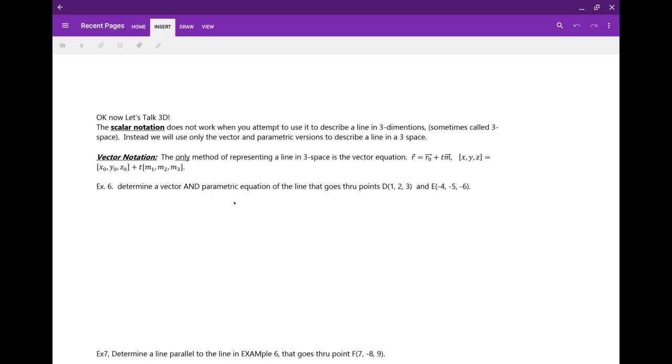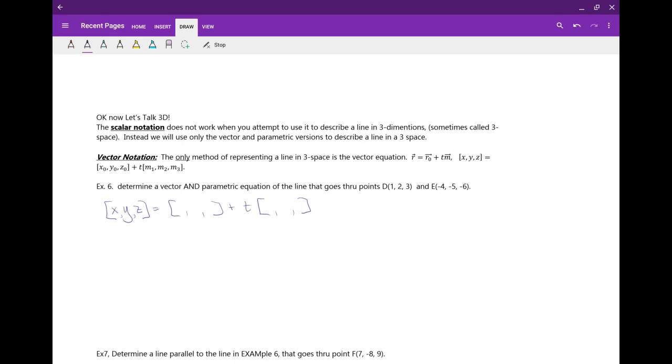So determine a vector and parametric equation of a line that goes through these 2 points here, all right? So this is like a question we've done before. So I know that the vector equation of a line looks like this. And what's in here? Some point on the line. And what's in here? Well, it's some slope of the line. All right.